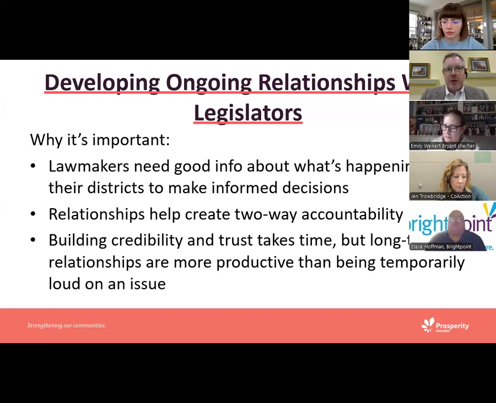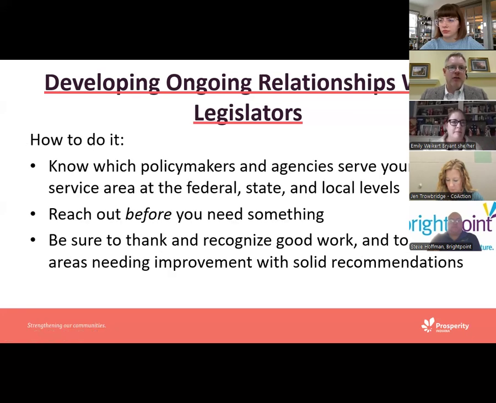So finally, what I have on this slide is just a heads up that this all takes time, but don't let that deter you from making the first step. While we want to prepare you with the tools you need to get started on this process, it can be years to perfect the process of getting to know those legislators, and building up that credibility does take time, but it's worth it. And in the long term, having a relationship is going to be more productive than being temporarily loud on an issue. Let's go to the next slide then and jump into what are some ways to do this.